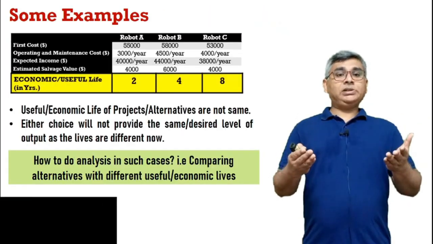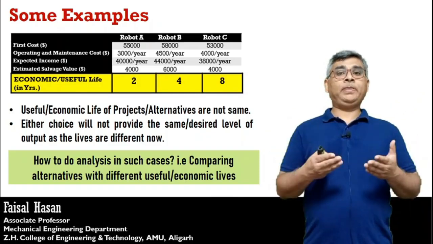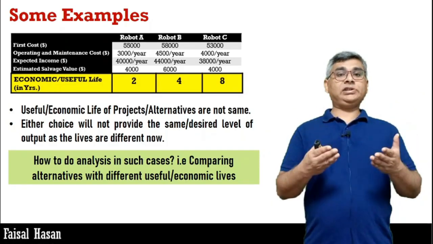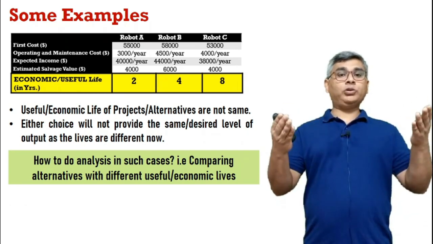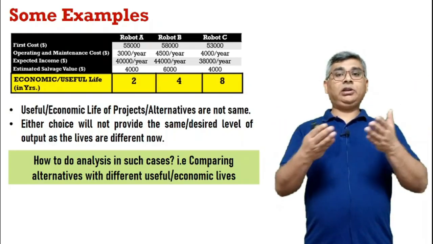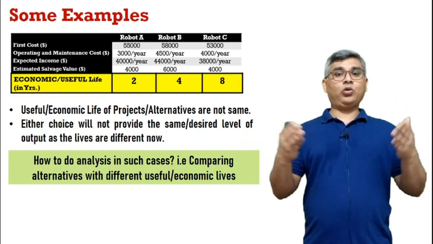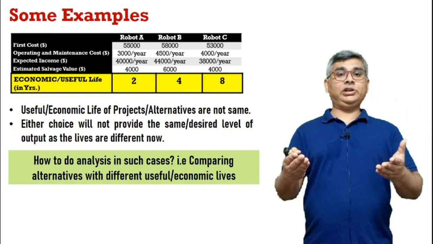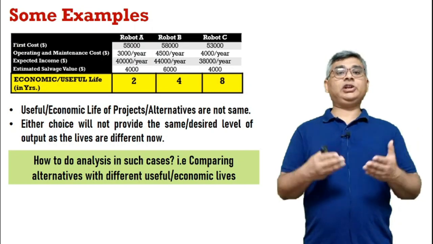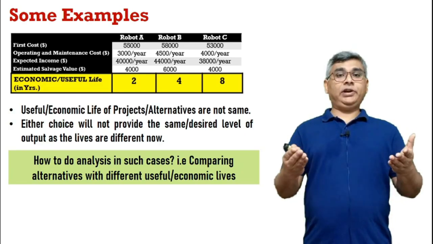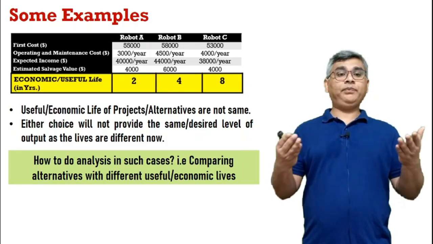Some examples. This is the example which we solved in the previous lecture. Now the difference is that in this case we have taken the economic life of the three robots to be different. Earlier, in the previous analysis, the economic life was the same for all three robots and we did calculations to select the best robot based on the present worth method. In this case, if the lives are different, how are we going to compare the three robots? That is the key question which needs to be answered.